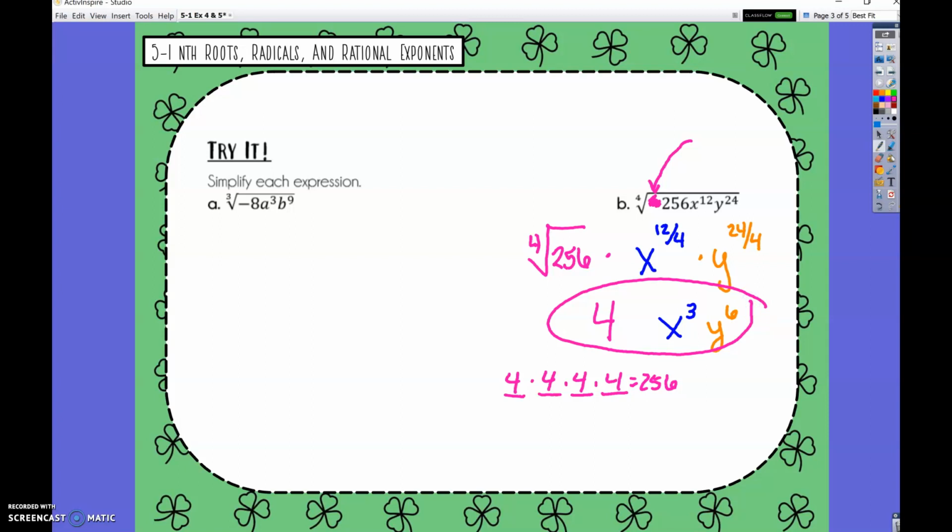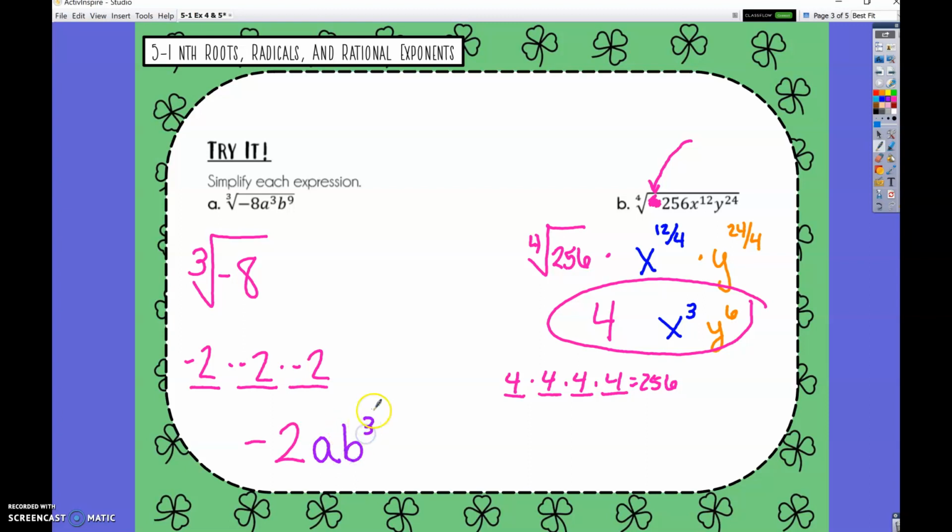You could go ahead and try this next example or the try-it part A, keeping in mind that when you take the 3rd root of -8, you're looking for something times itself that makes -8. And this time it's our first vision of a negative. So -2 would be your first answer. You can write it out a little bit differently, but your final answer should just be an a and a b to the 3rd. Make sure you can think about why those powers are the ones that they are.